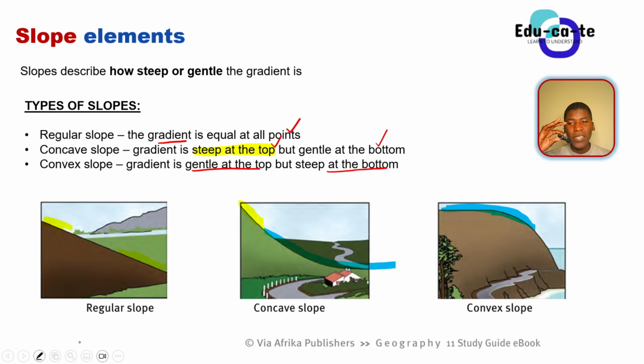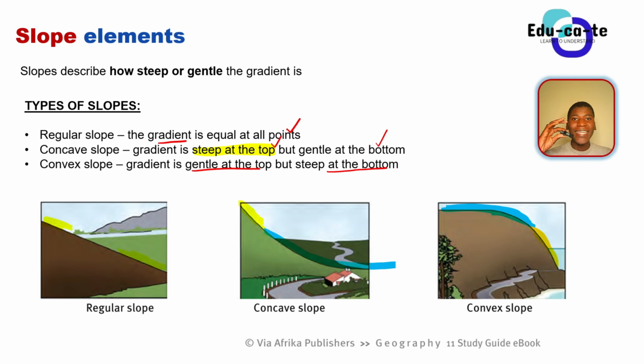But the more you continue moving down the slope, you can see that the gradient is becoming very steep, such that if you were to stand here, you're just going to fall because the gradient is steep. That is known as a convex slope, because at the top we have a gentle gradient, and at the bottom we have a steeper gradient. This is the best way of representing this using images.